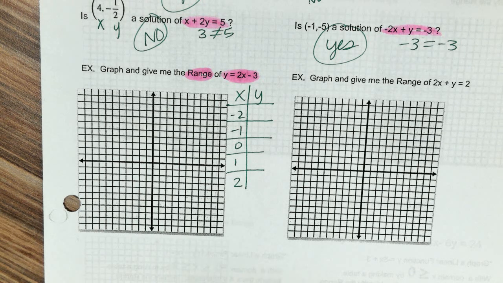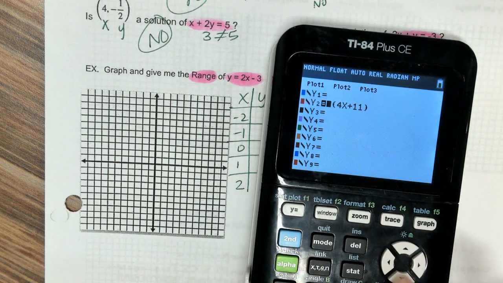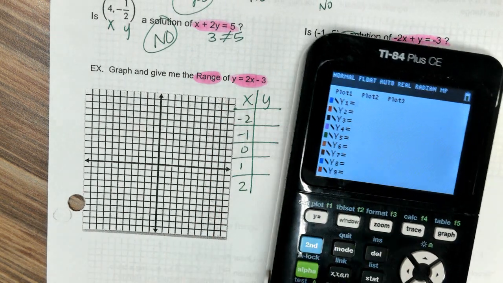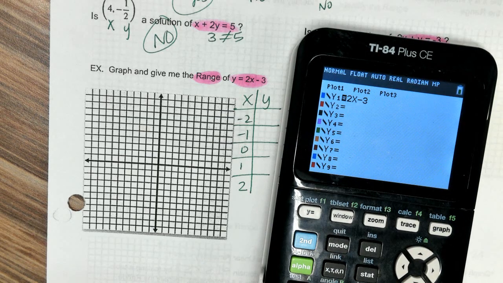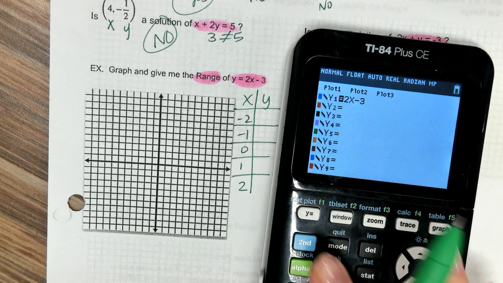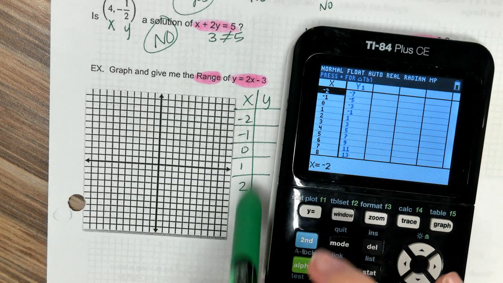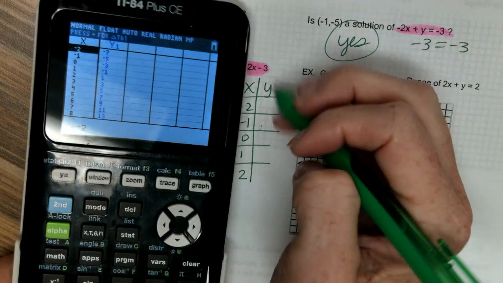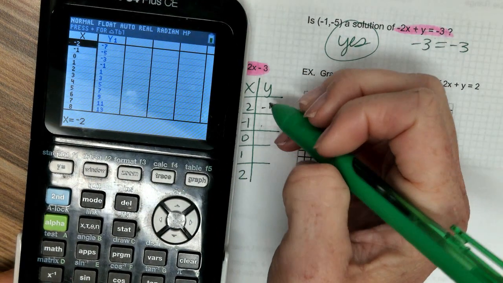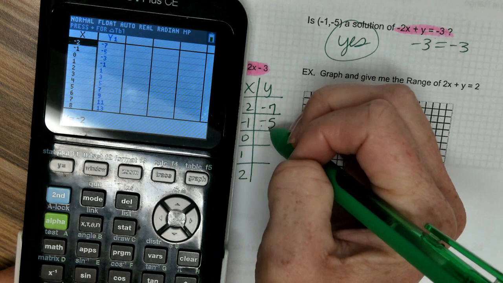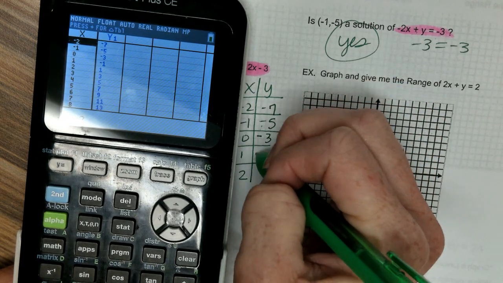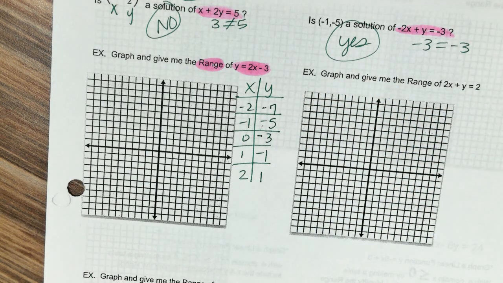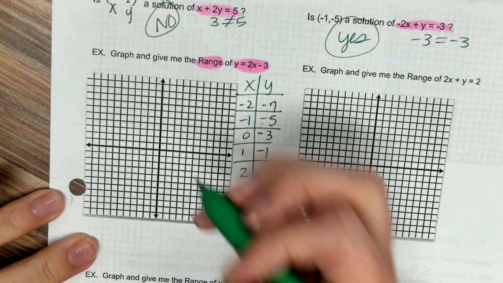So we're going to go to y equals. We're going to type this function in, so 2x minus 3. We're going to go to our table, and we're going to fill in our table based off of this domain. So when x is negative 2, y is negative 7. And now we're going to put those points on our coordinate plane.